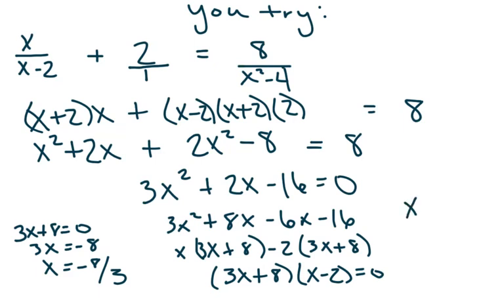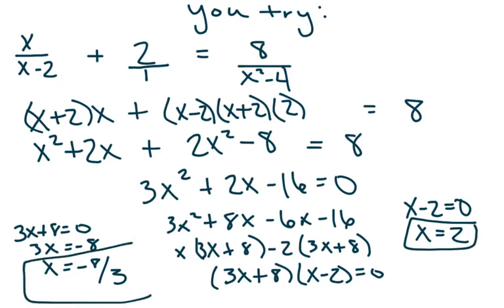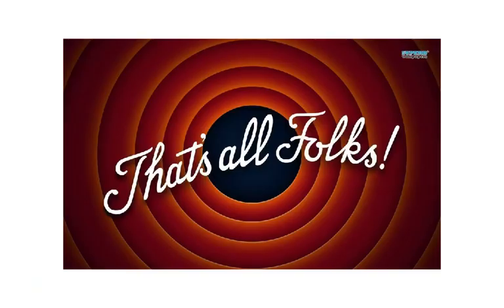The other answer is over here. Sorry, I'm just kind of running out of room. So I'm going to put a square around each answer. That is x equals -8/3 and x equals +2. And that's all, folks. So hopefully that makes sense.